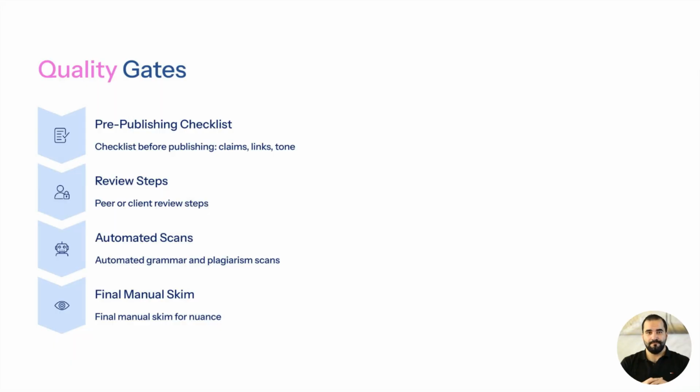Ensure quality with a pre-publishing checklist. Start by running through a simple checklist to confirm claims, test links, and make sure the tone still sounds like you. From there, loop in a peer or client for a quick review. Fresh eyes almost always catch something you've grown blind to. Automated scans can handle the mechanical stuff like grammar slips or accidental plagiarism, saving you time on the basics. And before you hit publish, give the piece one last manual skim to catch those subtle phrasing quirks or context gaps that only a human can spot. That final pass is what makes the content feel polished, confident, and ready to ship.